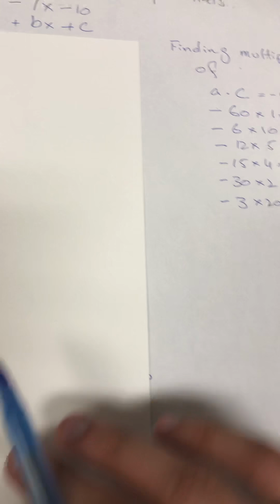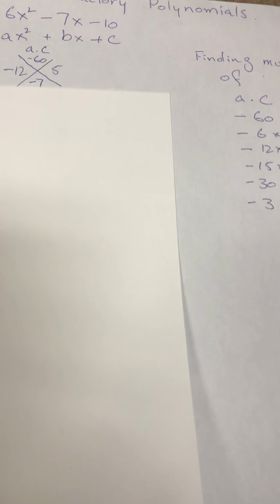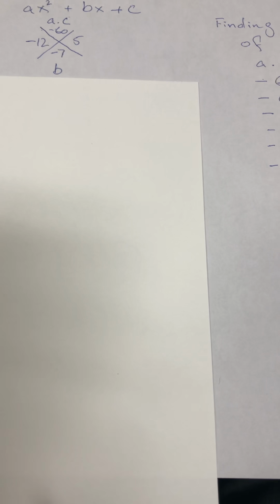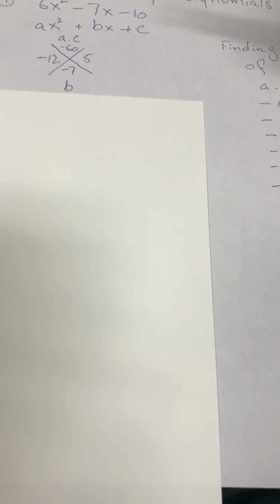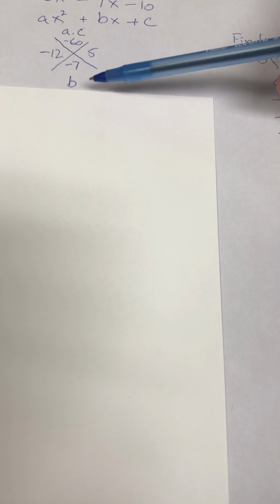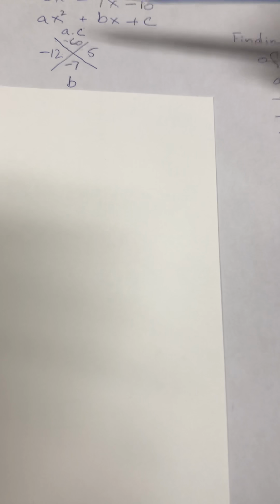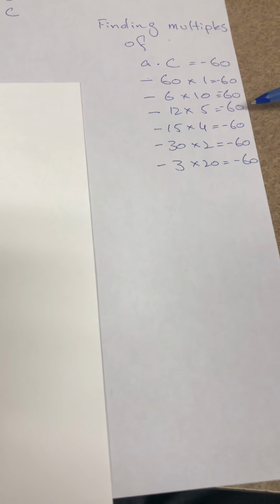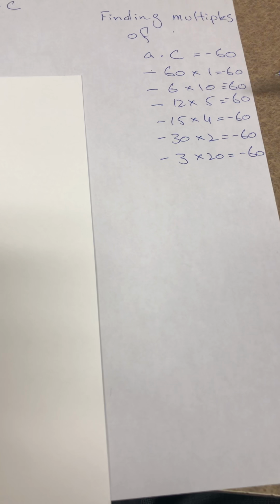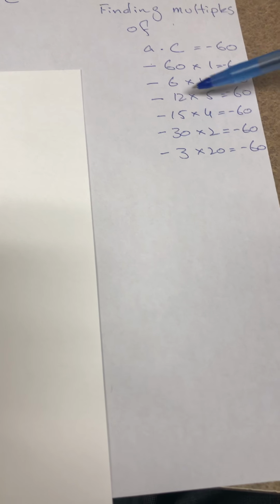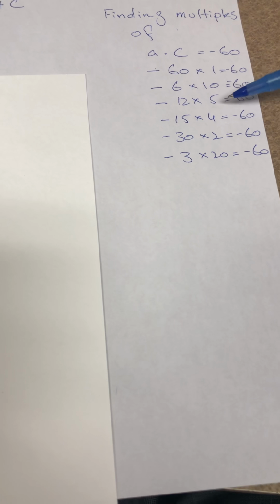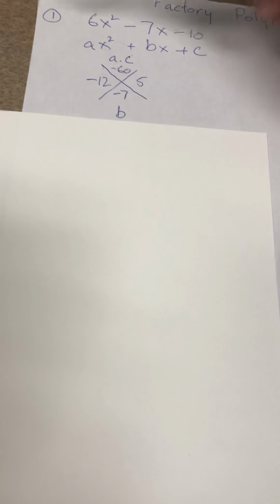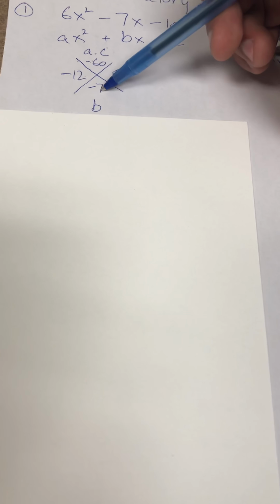So once we have this figured out, we can write this in a diamond shape where our a times c is minus 60. Our b value is minus 7. So from finding our multiples, we had to figure out which values would add up to minus 7. So we have minus 12 plus 5. Minus 12 plus 5 gives us minus 7.